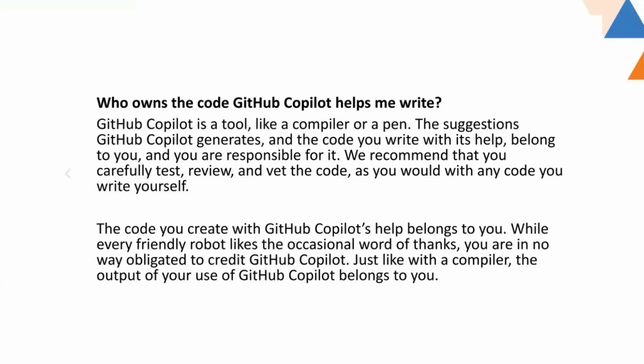And now let's look at who owns the GitHub Copilot. As I mentioned earlier, it's a tool, like a compiler or a pen, and it provides you suggestions that it generates on the fly. The code which you write using GitHub Copilot is yours. So you're solely responsible for the code which you are writing. If you are putting it on production, you can't say afterwards that GitHub Copilot is responsible for this code. You can't say it because you are taking the responsibility and you are using GitHub Copilot. So that's the main thing. Whatever code you get from GitHub Copilot, you have to review the code and only then push it to production.